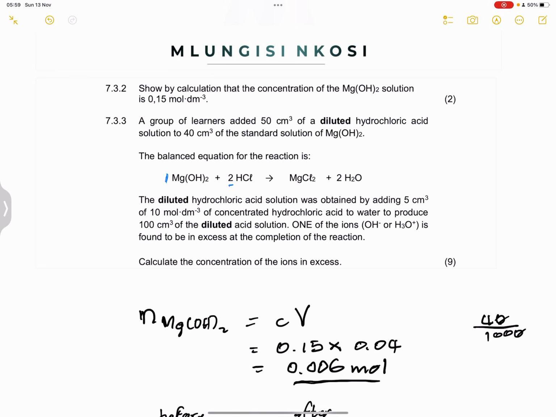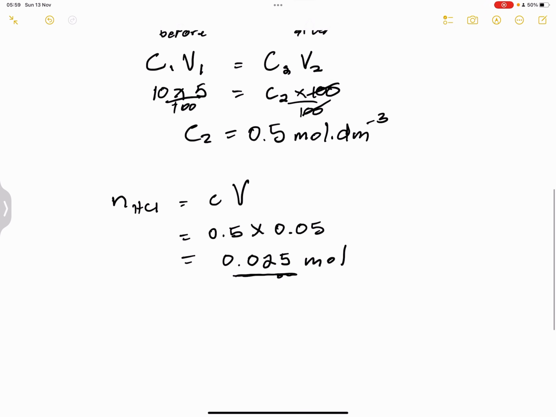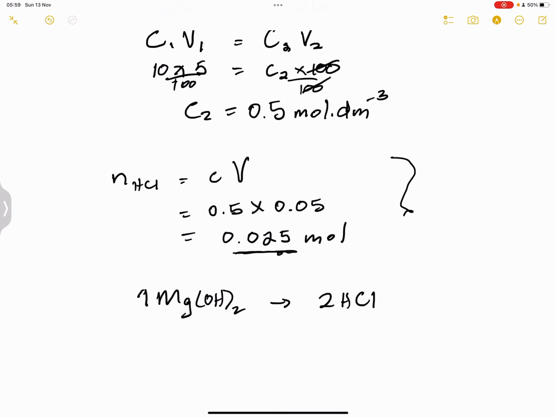I want you to think about it. So when I look at that magnesium hydroxide, if it's going to react completely, how much hydrochloric acid would you need, right? So for every 1 mole of magnesium hydroxide, you need 2 moles of hydrochloric acid. Okay, now remember, what is this? This is the amount of moles that were available. So I would say this is the initial number of moles of hydrochloric acid. Now what am I trying to find out? I'm trying to find out how much hydrochloric acid reacted, right?